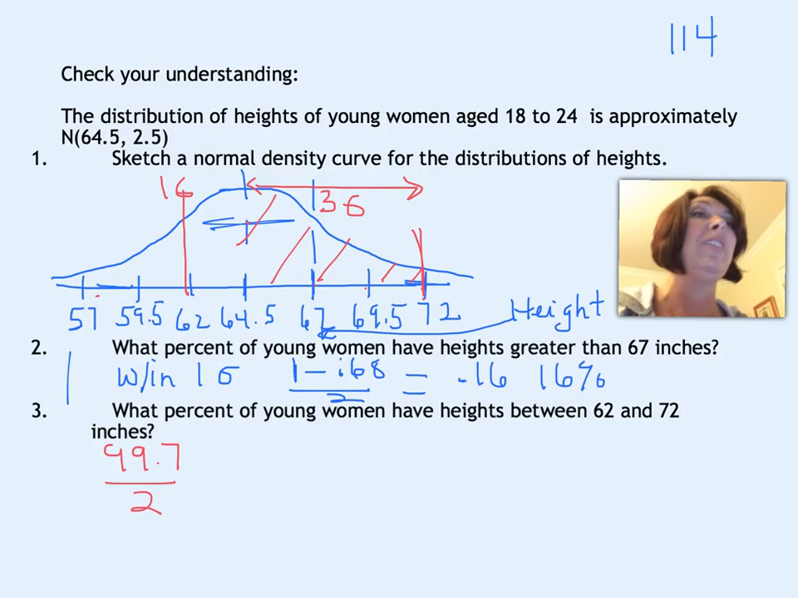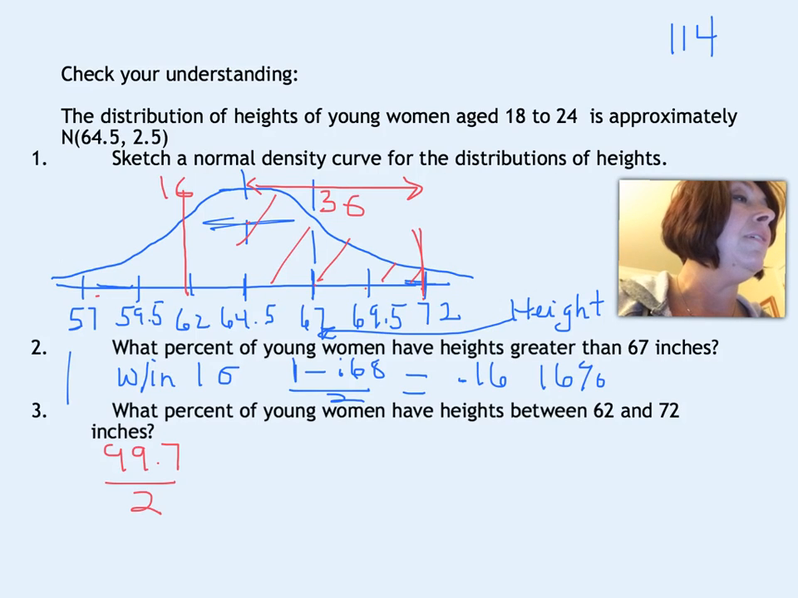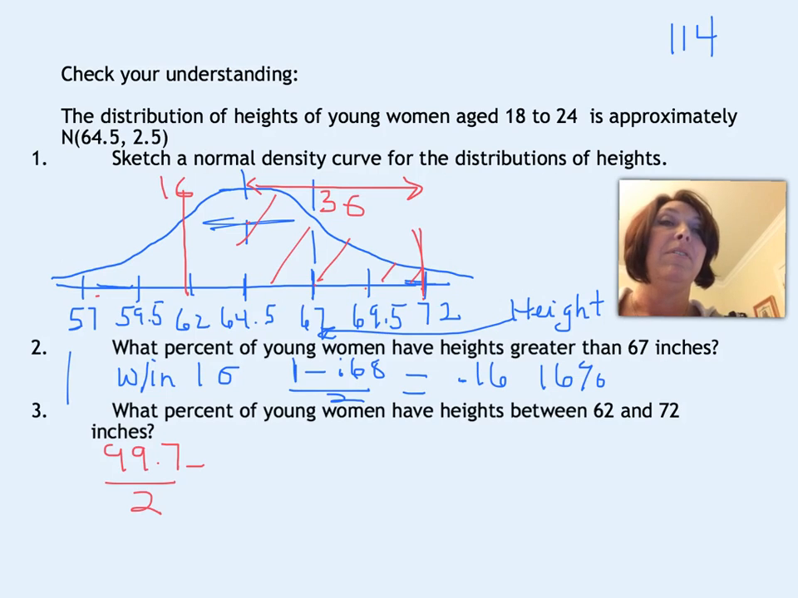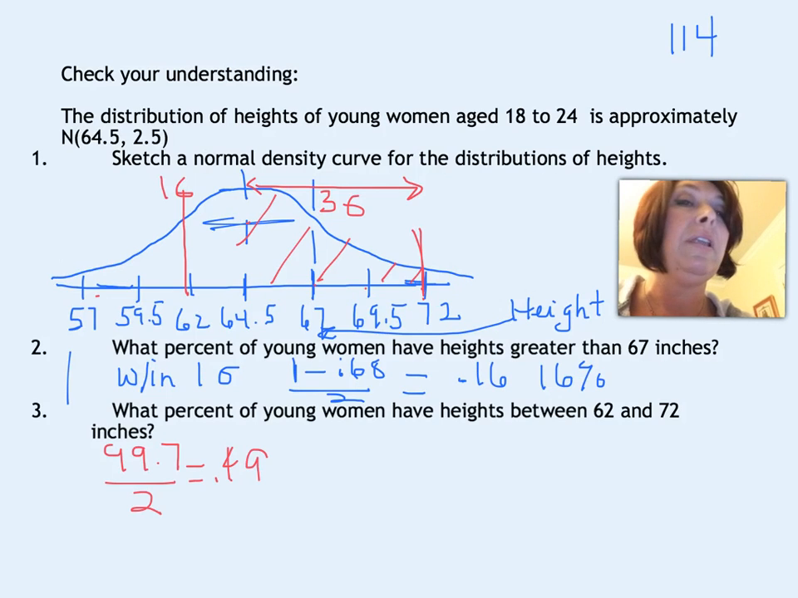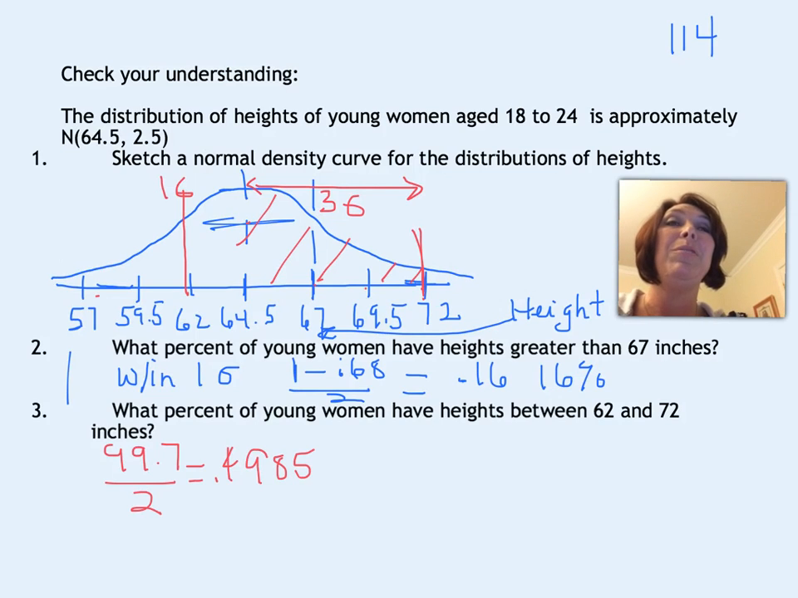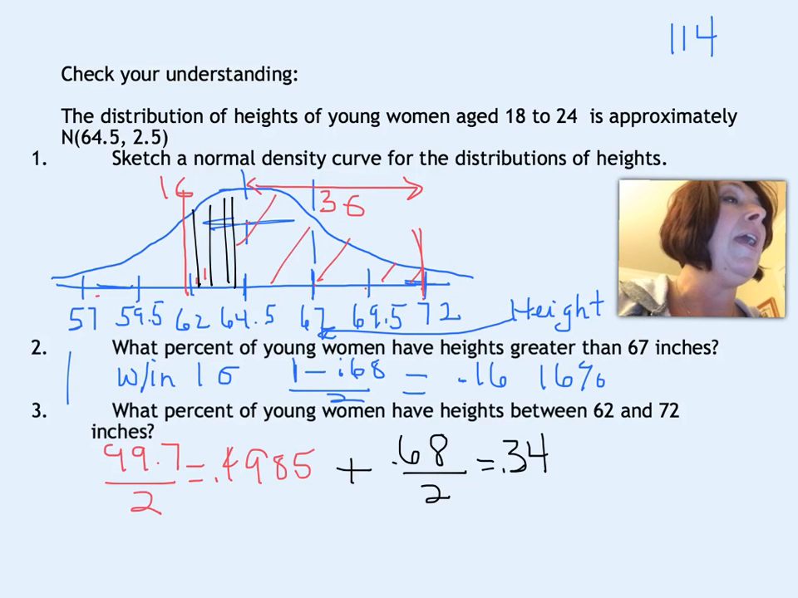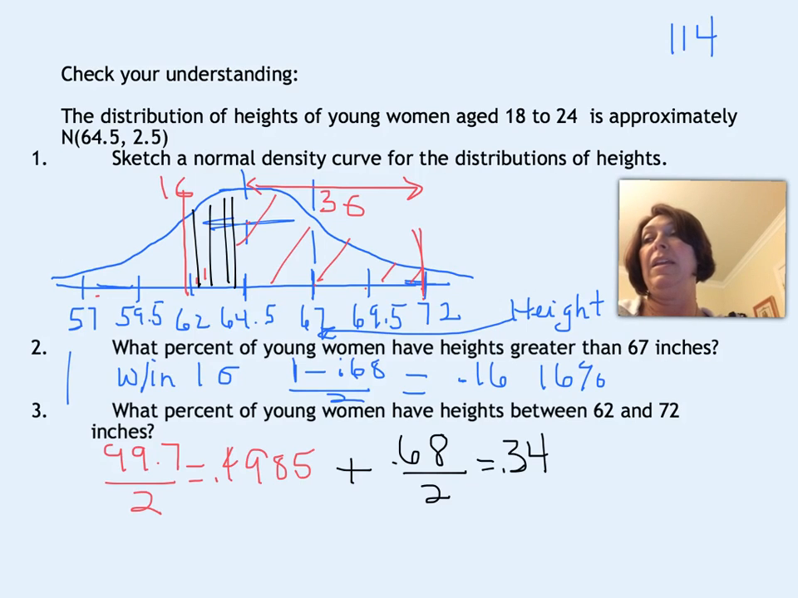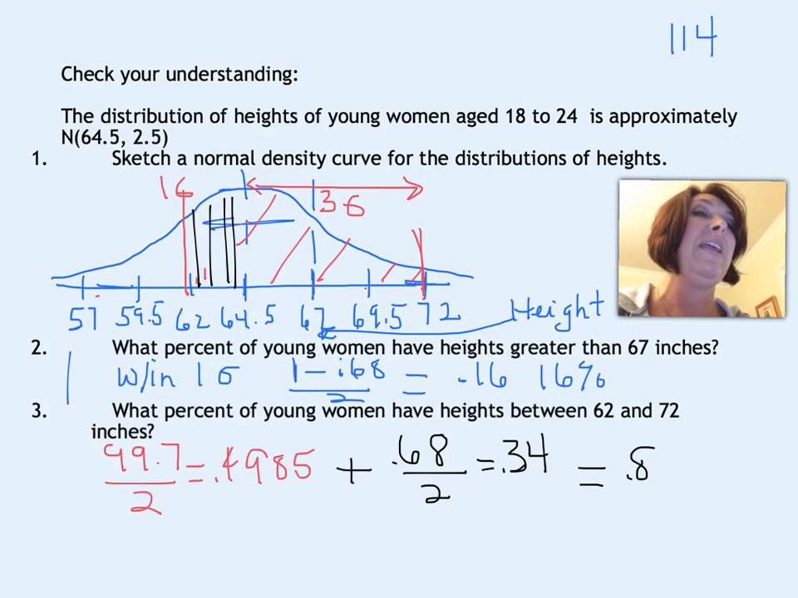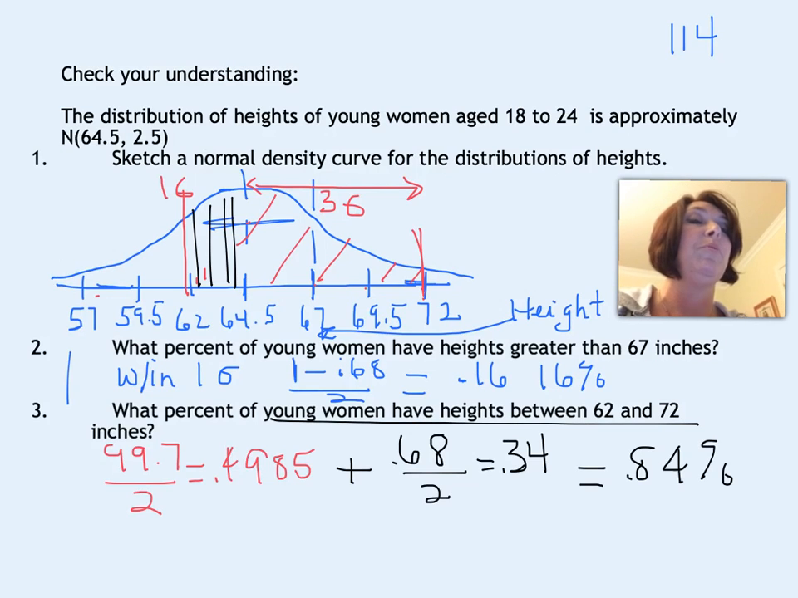Let's look on my little calculator. 99.7 divided by 2 equals 49.85, so that's 0.4985 for this half. But then remember, I'm going to use half of plus or minus 1 standard deviation. Plus or minus 1 standard deviation is 68%, so I'm going to use half of that. So I add this to 68% divided by 2, which is 34. I add those two together, and I get 83.85, about 84% of young women have heights between 62 and 72.